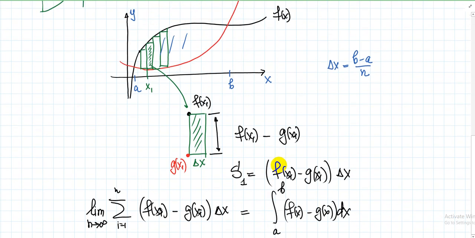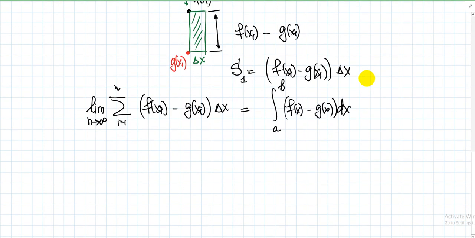If you would like to find the area enclosed by the two curves, just subtract them and integrate from a to b. Okay? So let's do some examples. But the idea is the same as before, right? Before we also did this integration using the summation of the rectangles. So let's start with an example.